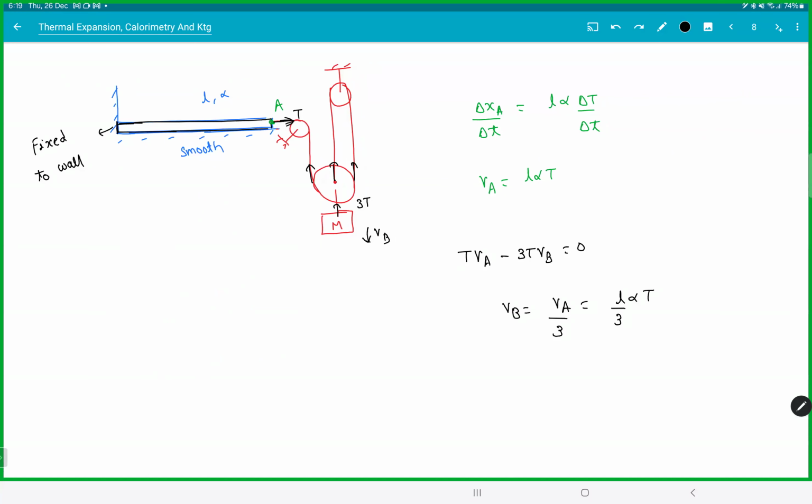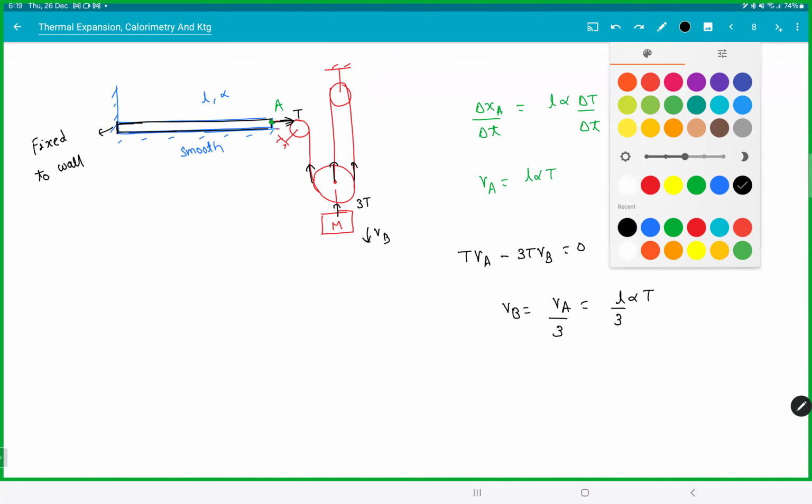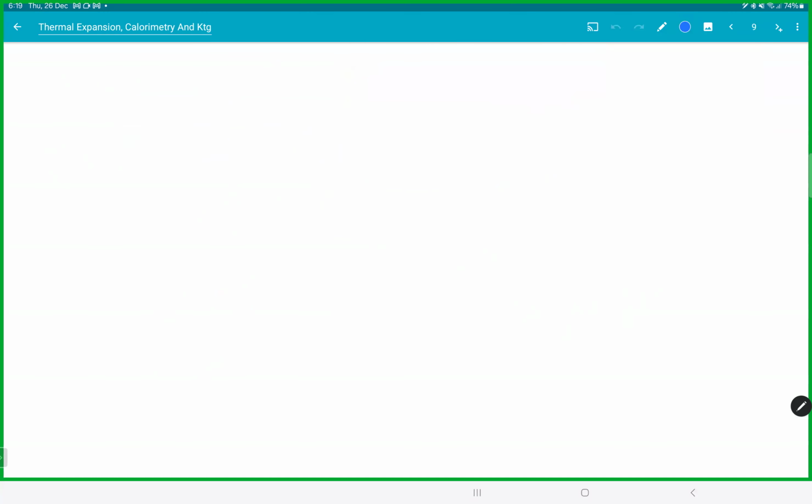Clear. All got this? Next one. Questions of physics are not tough, but they're a little different.